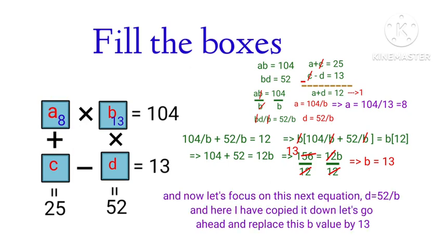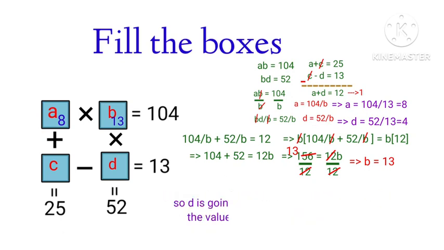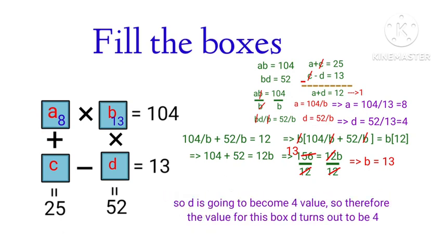And now let's focus on this next equation. D equals 52 divided by b. Here I have copied it down. Let's replace this b value by 13. So d is going to become 4. Therefore, the value for this box, d, turns out to be 4.